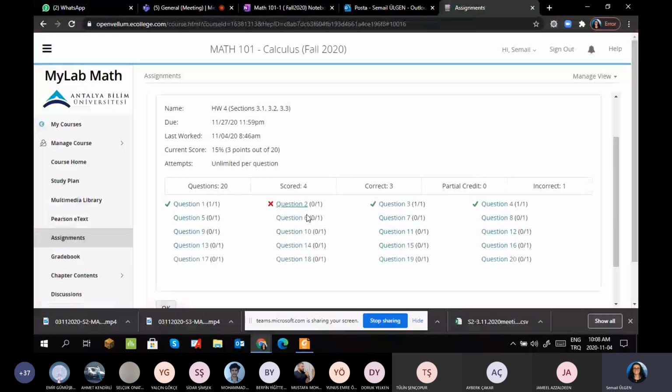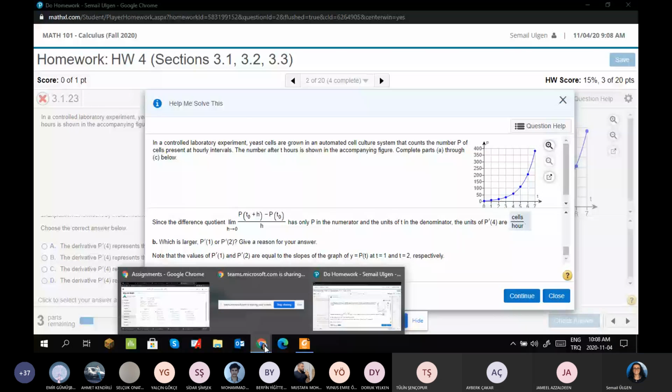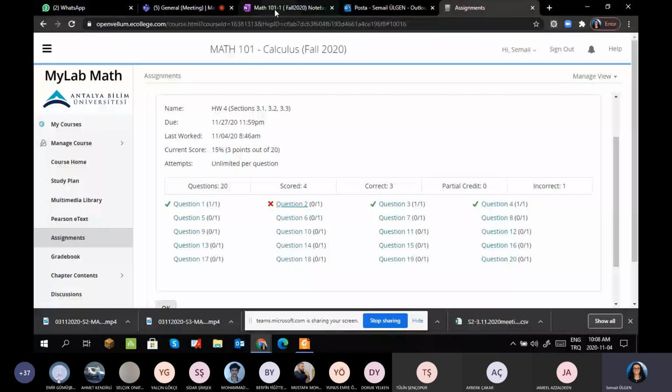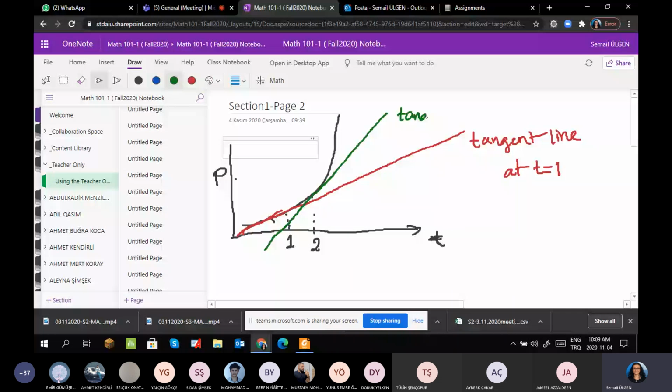They are saying which is larger, P prime 1 or P prime 2? Give reasons for your answer. Note that the values P prime 1 and P prime 2 are equal to the slopes of the graph of y equals P of t at t equals 1 and t equals 2 respectively. Okay, so it's giving you the hint. So if you go back to it, let's draw our tangent line. I'm going to draw a tangent line at 1 with the red color. This is the tangent line at t equals 1. And then I'm going to use the green color to draw the tangent line at t equals 2. Okay, this is the tangent line at time t equals 2.